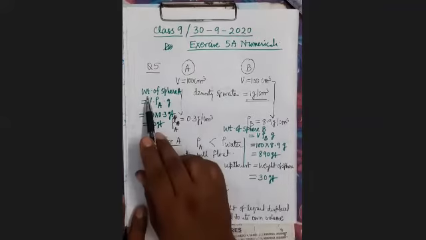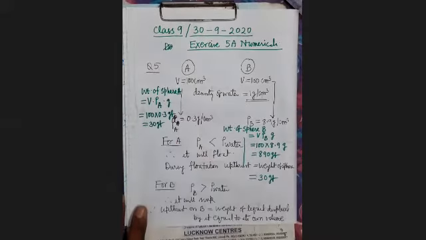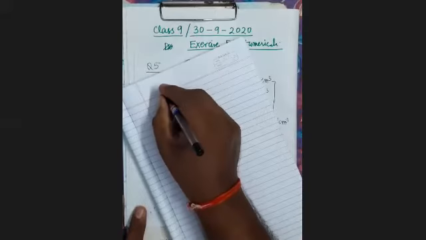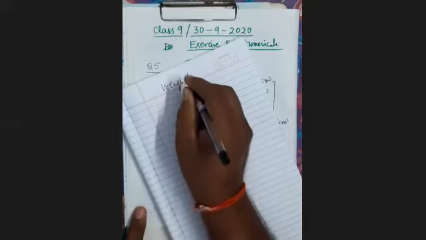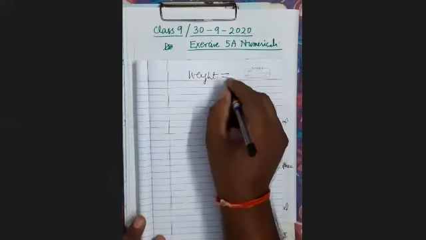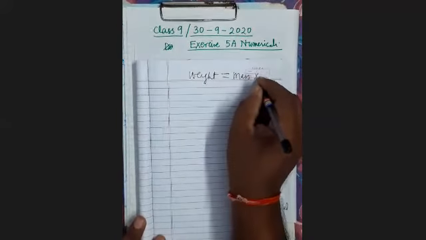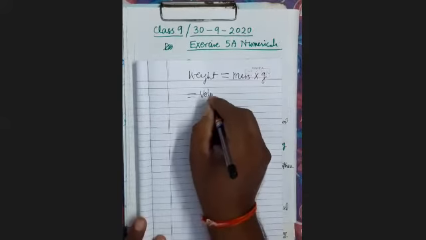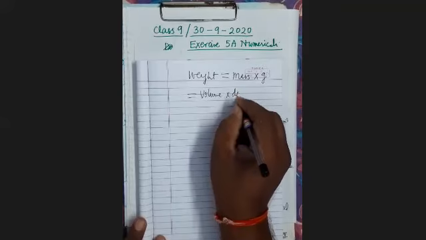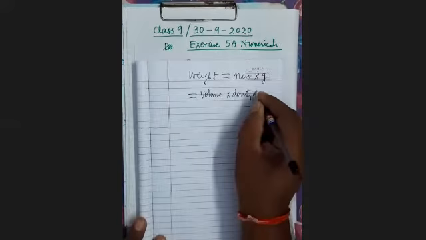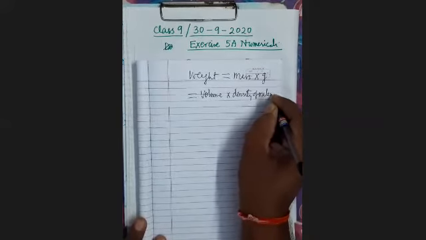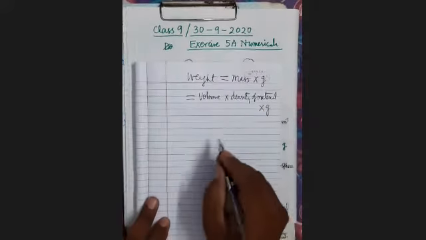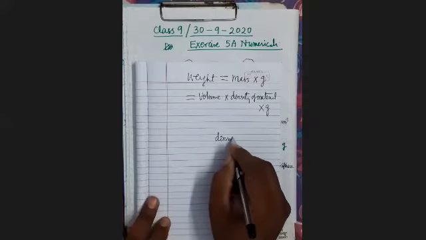So see here, what is the formula of weight? Weight equals mass into acceleration, mass into G. Weight will be equal to mass into G, M into G. Mass you can write as volume into density of its material, into G. It's clear.